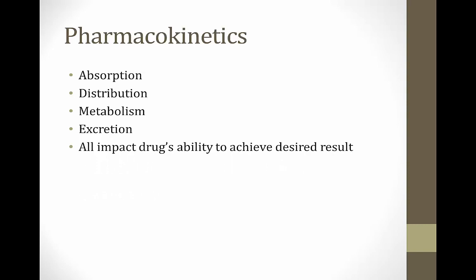These include things like absorption of the drug from the GI tract, distribution of the drug throughout the body, metabolism by organs like the liver, and then of course excretion. All of these things impact the drug's ability to achieve the desired result. So pharmacokinetics is the study of how drugs move through the body, and that's what we're going to talk about in this module. It includes most of these things I've listed right here.